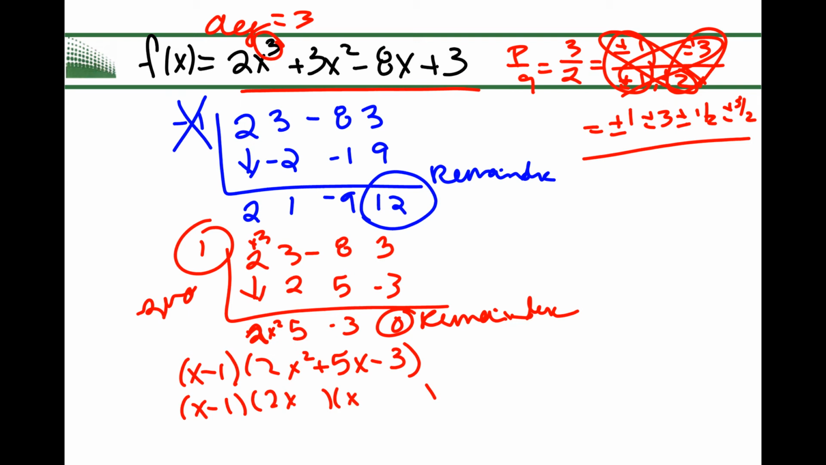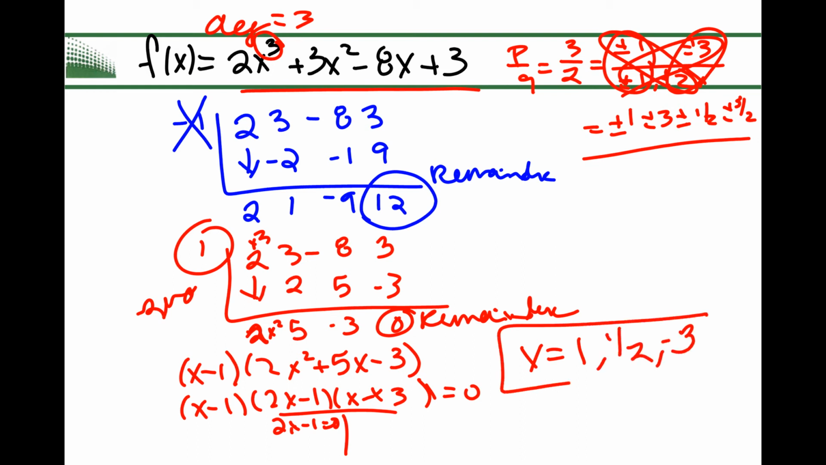So that'll be a 2x and an x. My signs are going to be different, so let's say minus 1 plus 3. You can set all that equal to 0, and you get your zeros to be 1. And I'm just setting 2x minus 1 equals 0 and going from there. So that would give me x to be 1, 1/2, and negative 3.